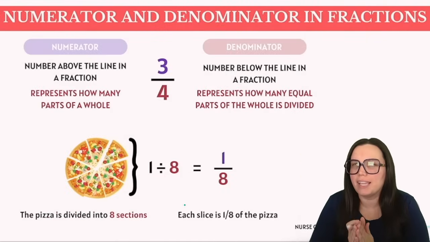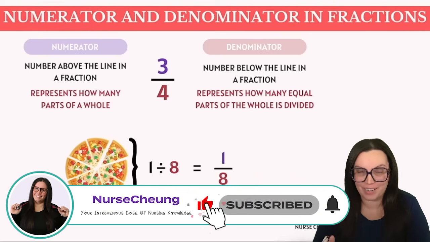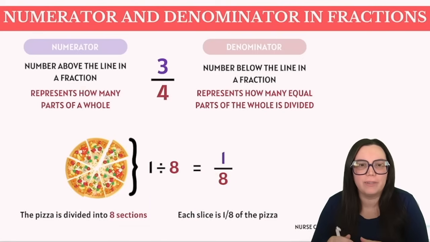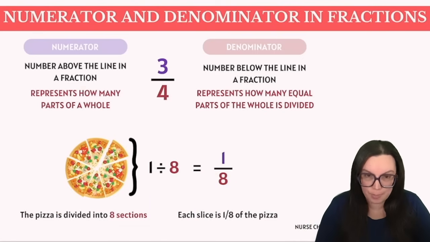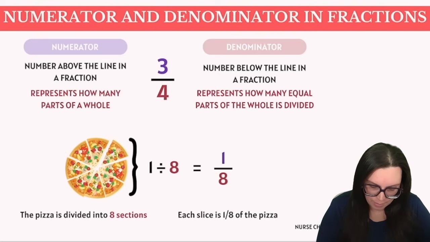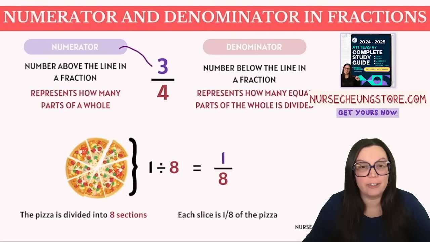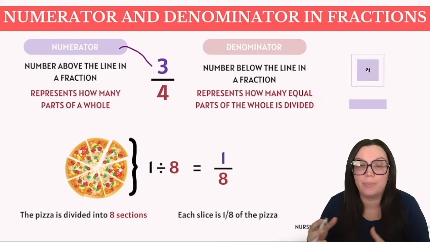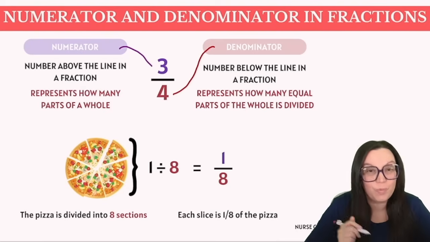So let's start by taking a closer look at breaking down a numerator and denominator. The numerator is the number that is above the fraction line and represents how many parts of a whole that you have. So here we have an example of 3/4. The top number 3 is our numerator. The denominator is the bottom number below the fraction line, and it represents how many equal parts of the whole are being divided. So in this particular case, our denominator would be 4.